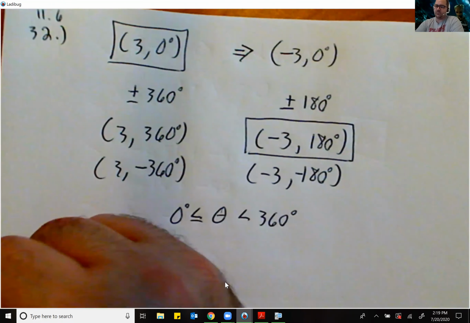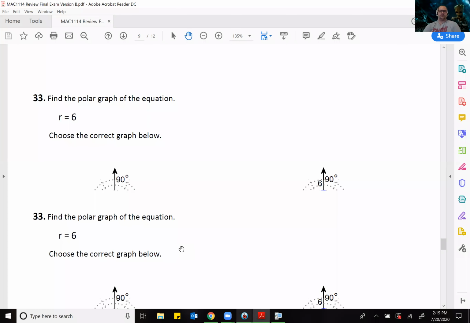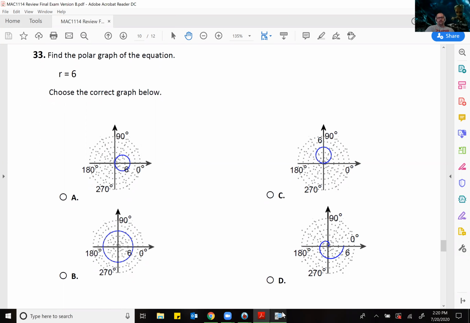All right, next one, still 11.6. So they want to know which one is the graph. Well, that's easy. Remember, R means radius, and this just means that it's going to be centered at the origin. Here's the easy thing, I don't know why I'm trying to confuse you. Why don't we just talk easy? Go into your calculator, graph this. That's it. There you go. Done. So go to your calculator.